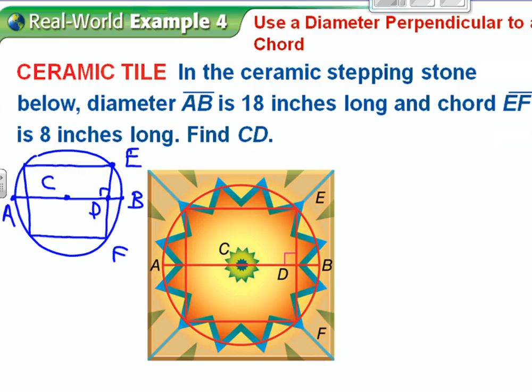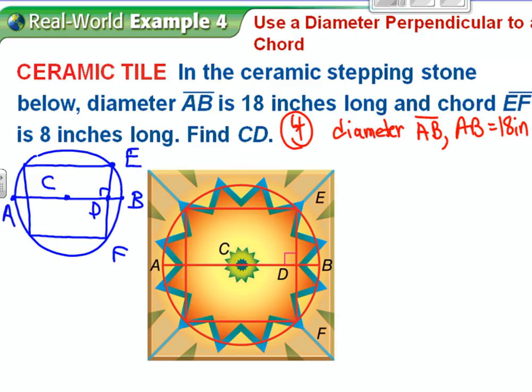For this one, I'm also going to just write what the given information is. It says in the ceramic stepping stone below, diameter AB is 18 inches long. So diameter, we're going to write this down so that we know the given for number 4. Diameter, segment AB, where AB equals 18 inches.